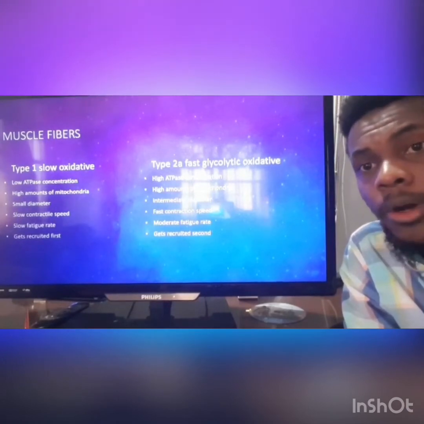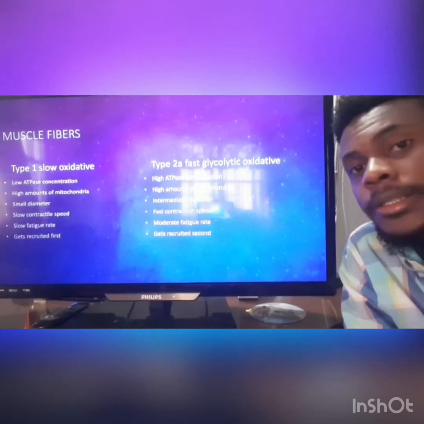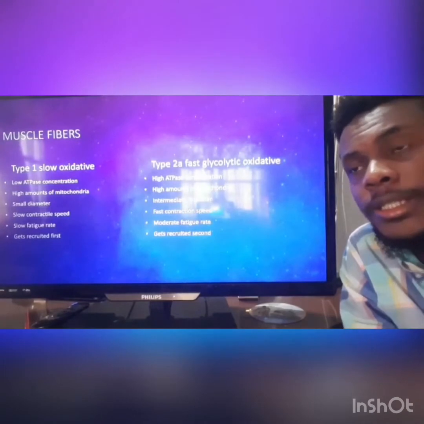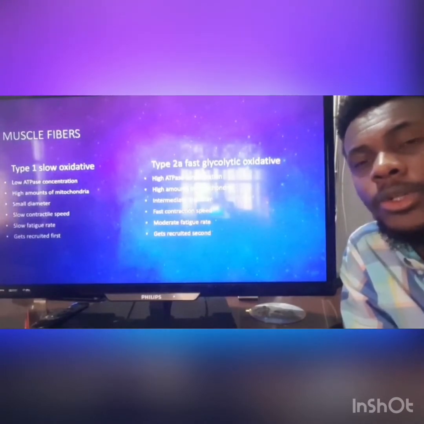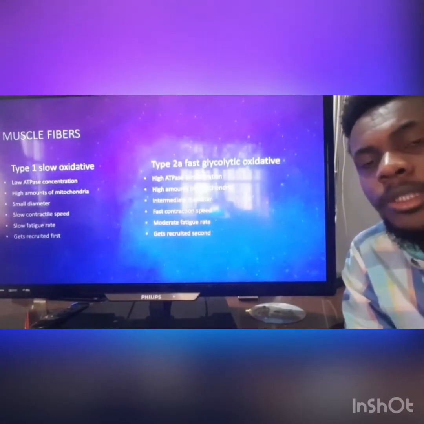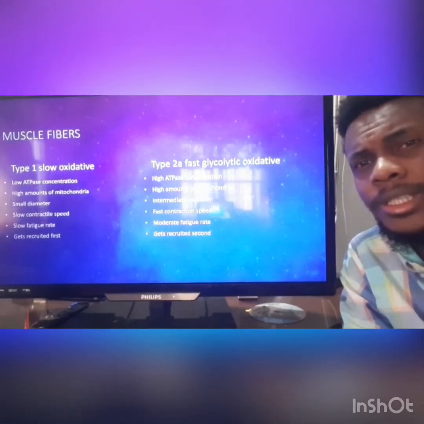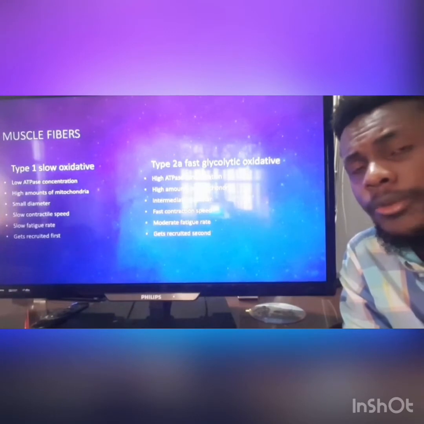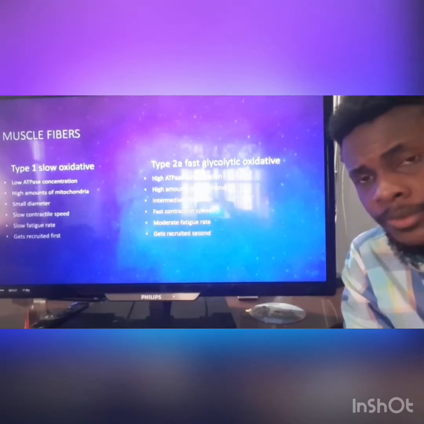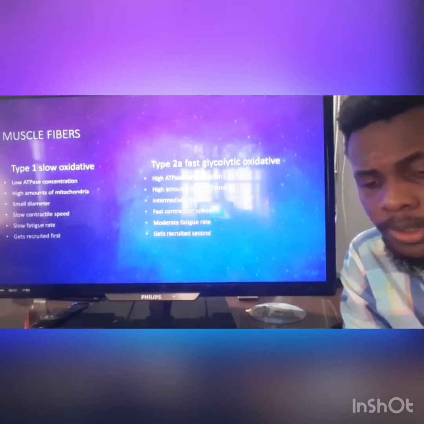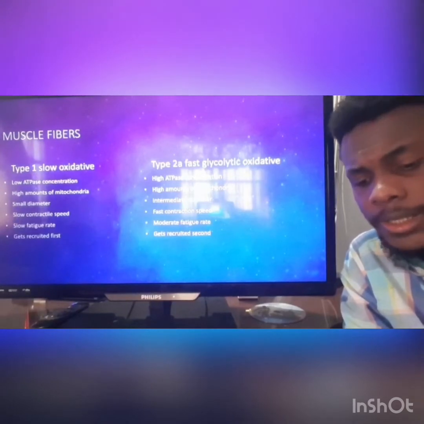Mitochondria is the powerhouse of the cell. This would break down nutrients such as amino acids, fats, and glucose, and turn them into energy. This process is cellular respiration and requires oxygen, right? So the type 1 also has small diameter and slow contractile speed.